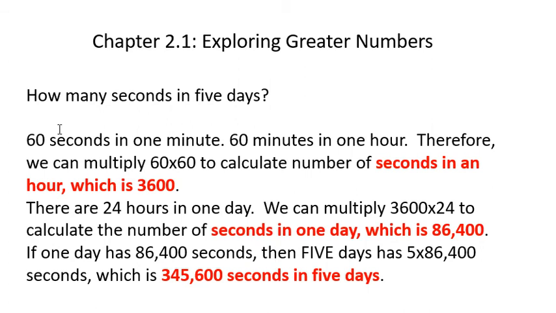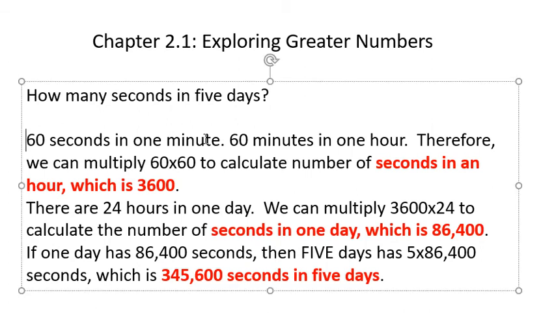So we know the following. We know for sure there are 60 seconds in 1 minute. We know for sure there are 60 minutes in 1 hour. Therefore, to find out how many seconds in an hour, we can do 60 times 60. Imagine you have 60 minutes, and inside every minute there's 60 seconds. To find out the total number of seconds in those 60 minutes, or 1 hour, would be 60 times 60, and that is 3,600.